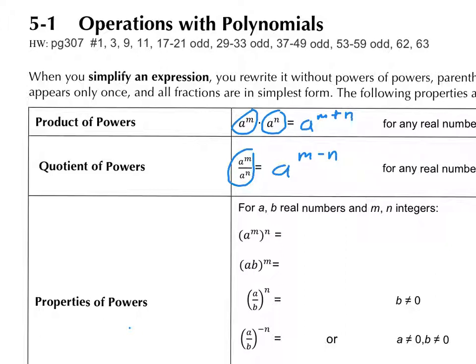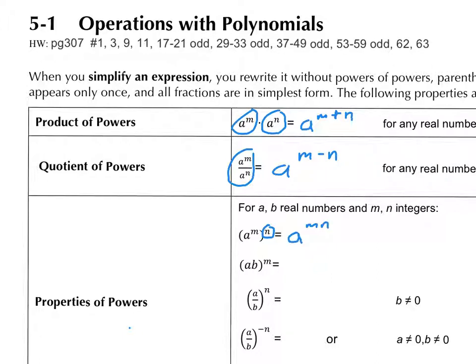Okay, now over here, this n is immediately outside the parentheses. They do not have the same base. M has a base of a, n has a base of a to the m. So for this case, we multiply the exponents.